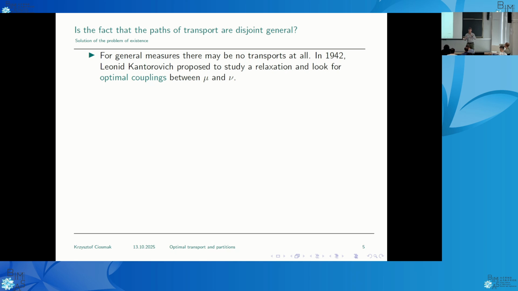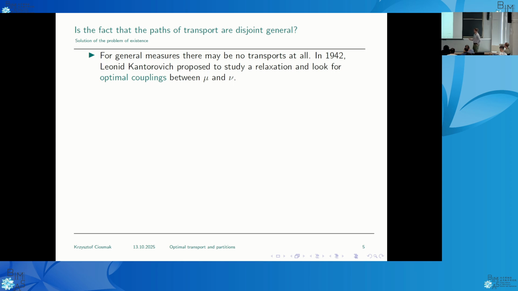So now in this example, where we have one delta measure and two Dirac delta measures, clearly an optimal coupling exists. The optimal coupling allows us to consider probabilistic transport, so the mass at one point can be split into mass at two other points.